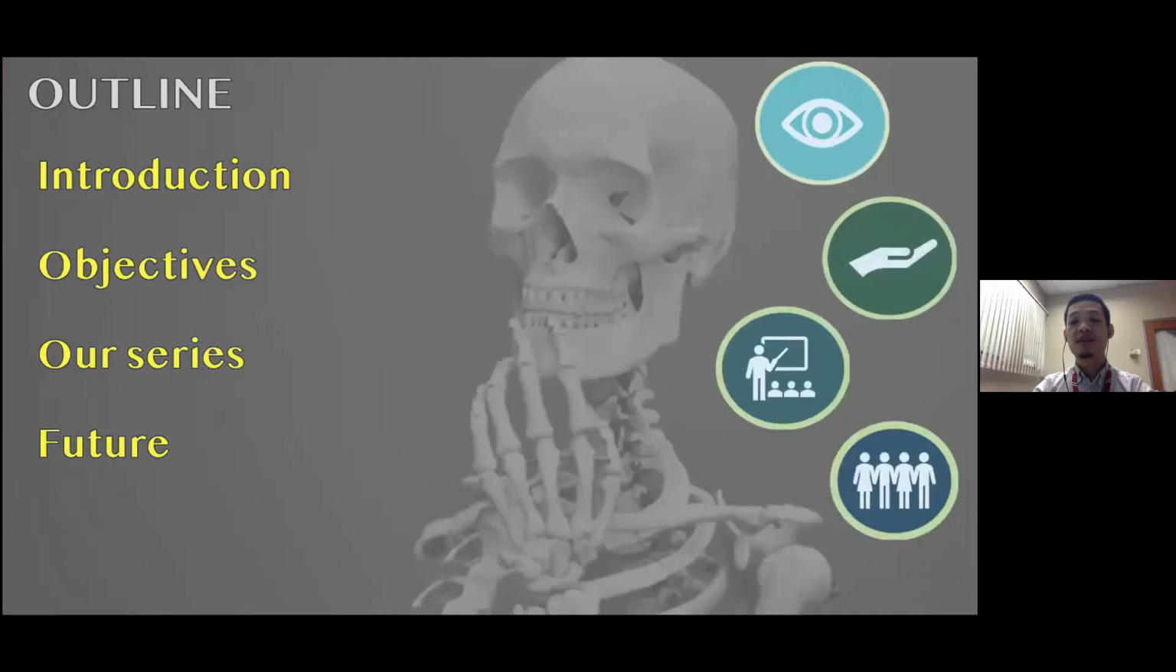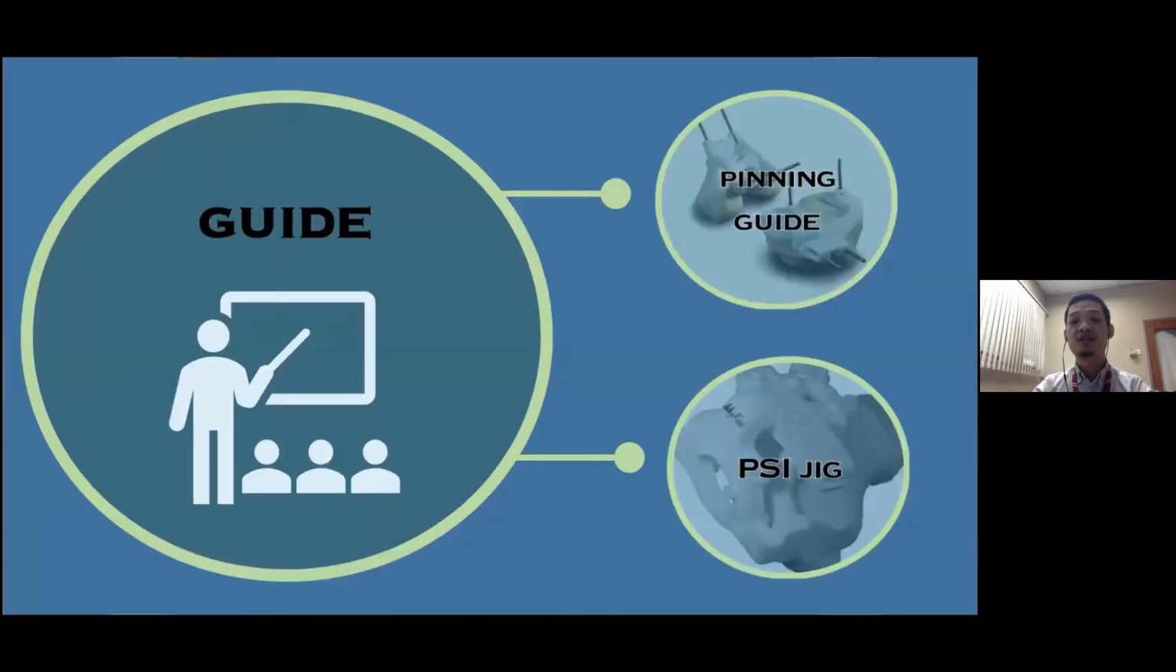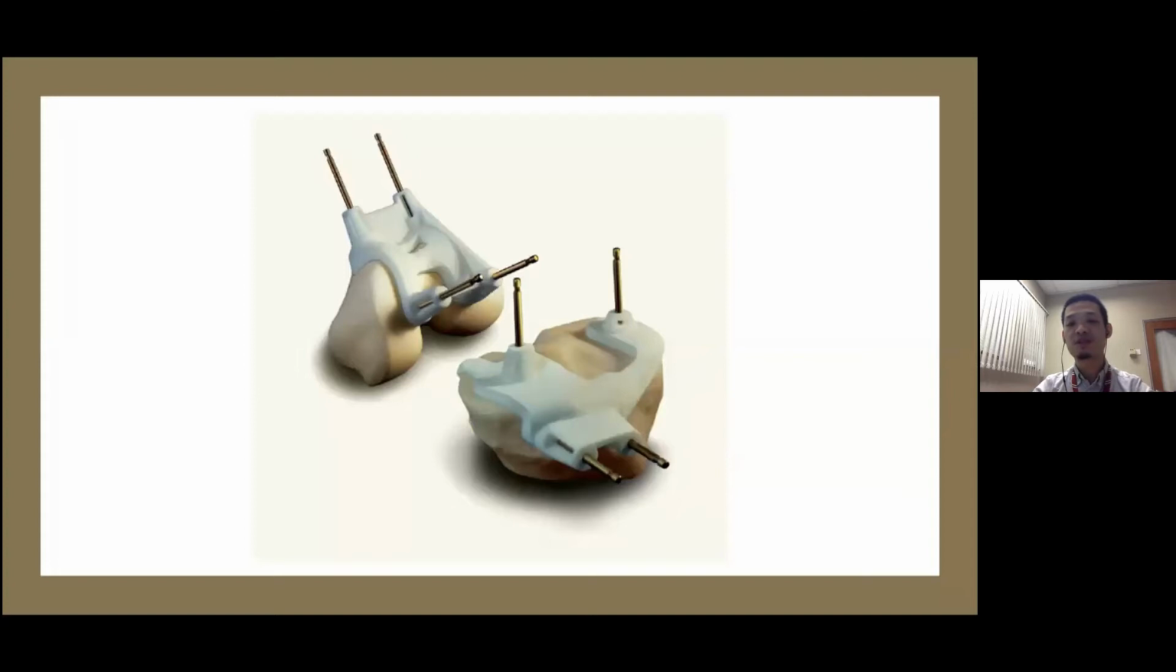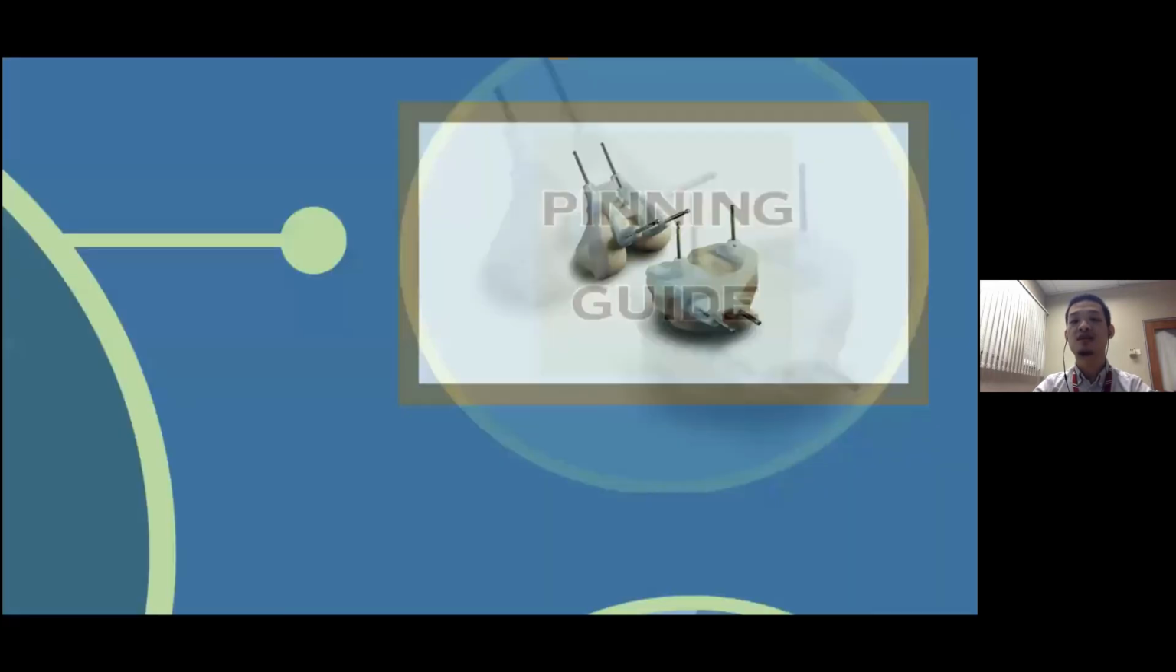One step above that, we can individualize and guide our surgery. So this is a pinning guide. This is not from us, it's from an implant company. They use the contours of the bone and help us put in pins. These pins will guide us on where to do the bone cuts. But you have to take this off, leave the pins in and put in the jigs.